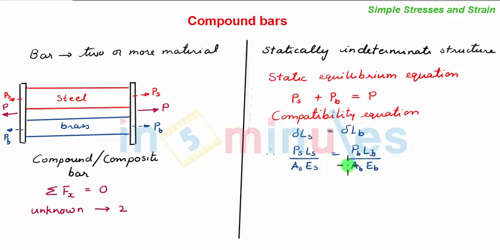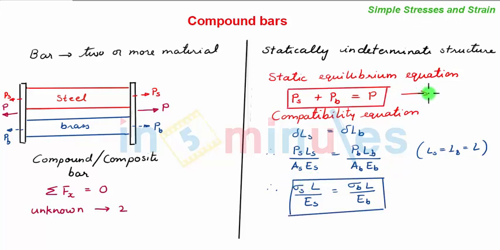Now ES and EB will be different for the two materials. LS and LB are the same, equal to L. PS upon AS we can write as sigma S, which is the stress developed in the steel bar, multiplied by L upon ES, and PB upon AB will be the stress developed in the brass bar, sigma B, multiplied by L upon EB. So this equation is called the compatibility equation.